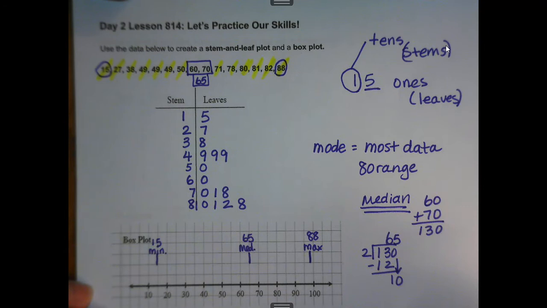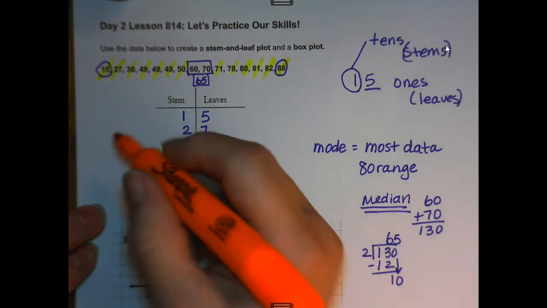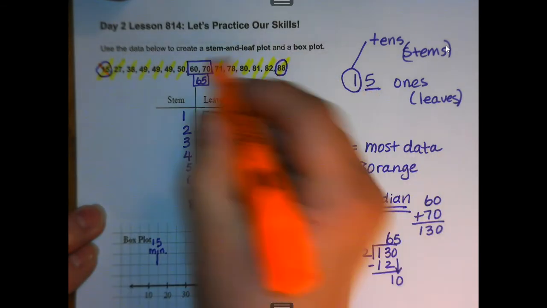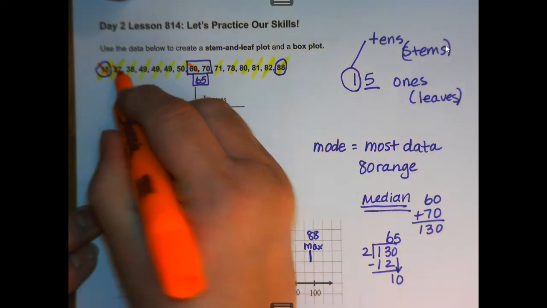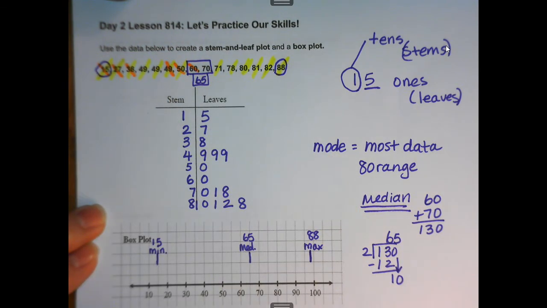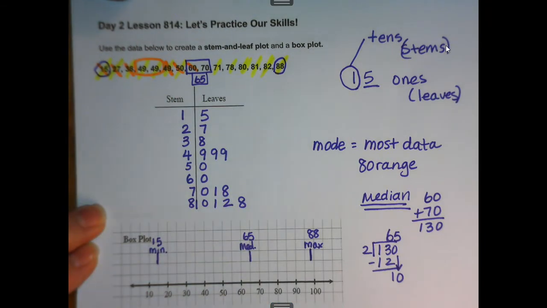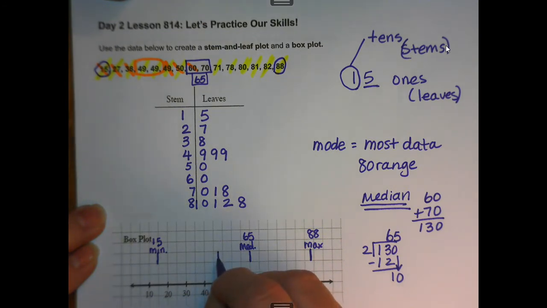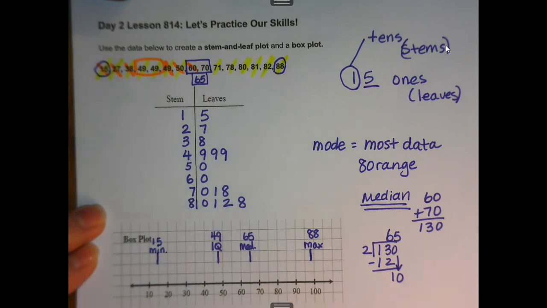Okay, so now we're going to find our quartiles, and I'm going to get my other highlighter out so we can do that. And here we go. So let's find the first quartile. I'm going to cross out this number and the 60. And it looks like I have two numbers here, but they are the same number. So my first quartile is going to be at 49. Q1 is 49.